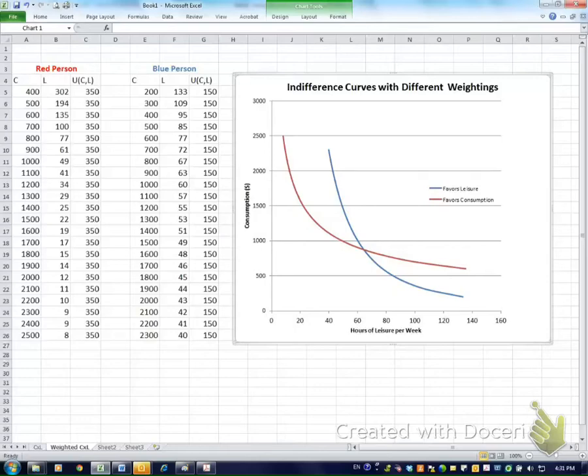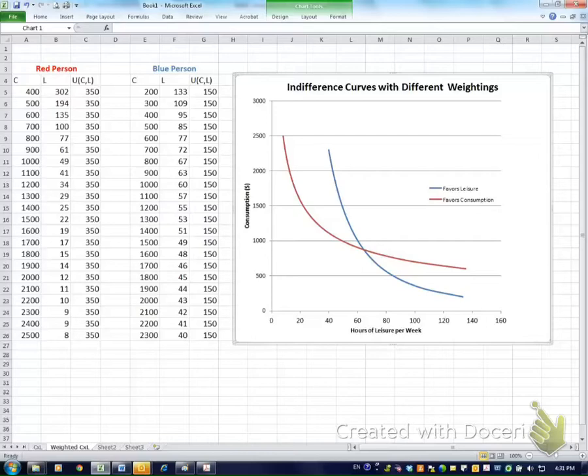In this example, we're going to be comparing the utility functions and the indifference curves for people who weight leisure and consumption differently. So the red person favors consumption and the blue person favors leisure. And the utility functions that I'm going to use to show this favoring look a little bit like the utility function I used in the example where we derived the indifference curves.